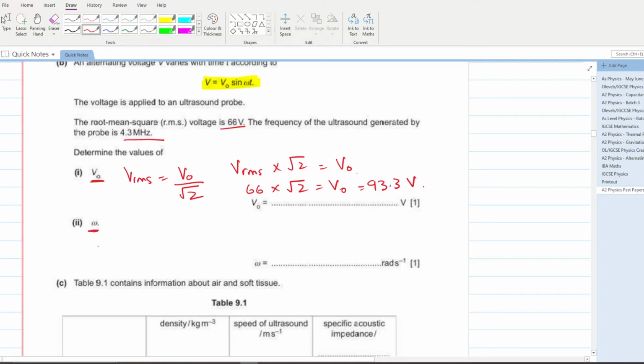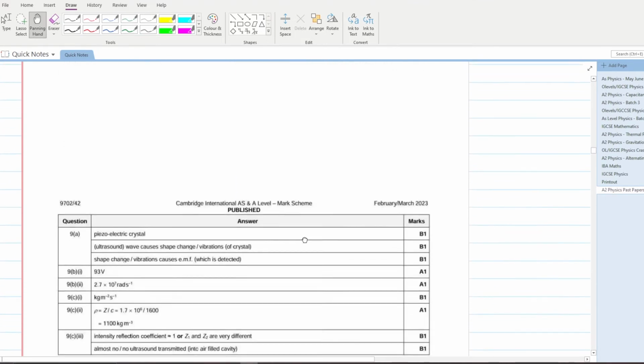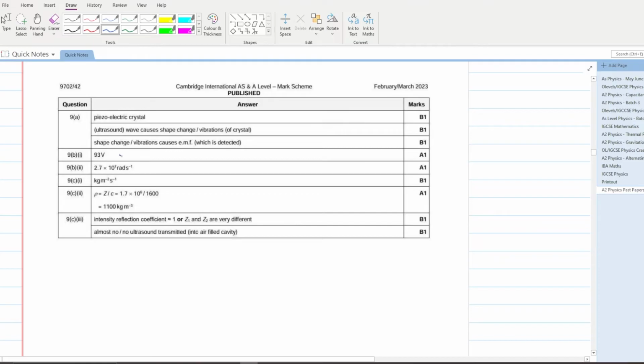You have to calculate omega as well. How will you calculate omega? You know omega is equal to 2 pi f. What is the value of f? 4.3 into 10 raised to the power of 6. What does this come out to be? 2 pi into 4.3 into 10 raised to the power of 6 comes out to be 2.7 into 10 raised to the power of 7 radians per second. Okay, let's check in the marking scheme as well so that I have made no errors in the calculation. Yeah, that's perfect, correct.